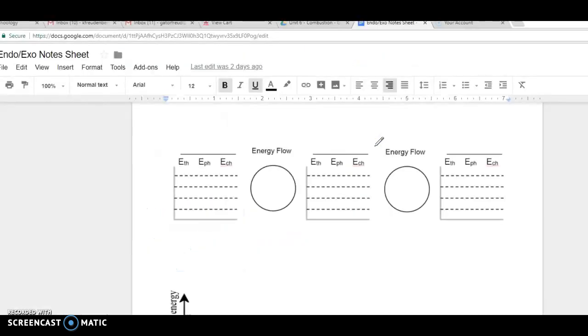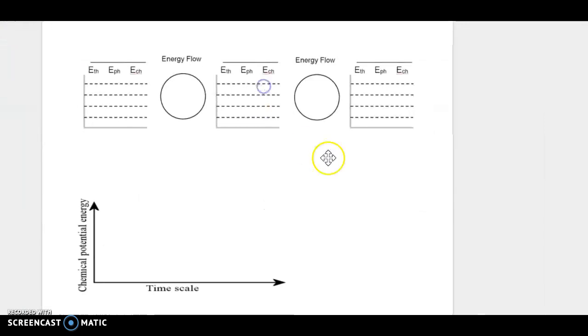No. Okay, good, still there. Okay, all right, so then let's do now the exothermic.